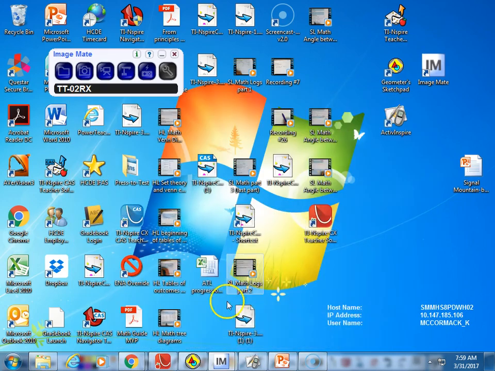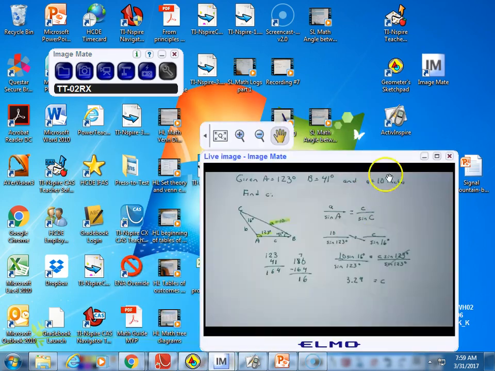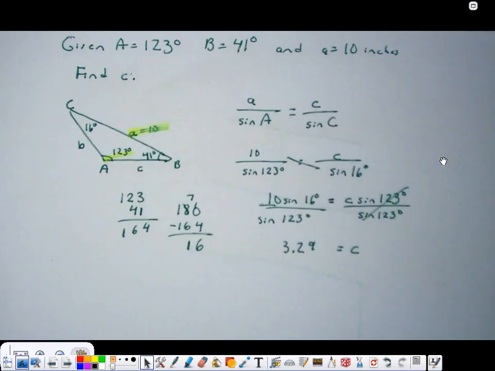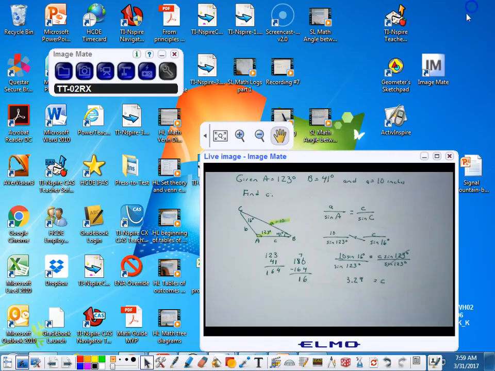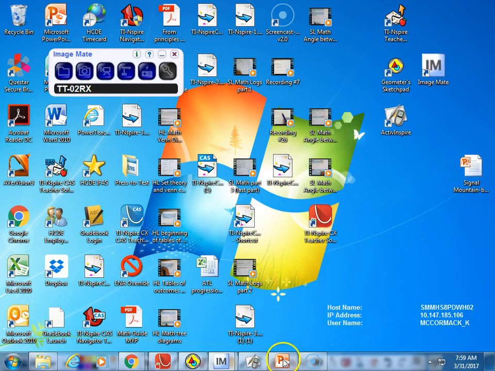Oh, let me go back to this first. Sorry. Okay, so we got 3.29. That's all they asked us to find. If we wanted to, we could continue and find out what B is. We don't want to because we have plenty of other problems to work. But we could just do the same ratio and we could just do B over sine B. This part would still be true, and that would be fine as well. All right. Let's see what else we have to offer here.